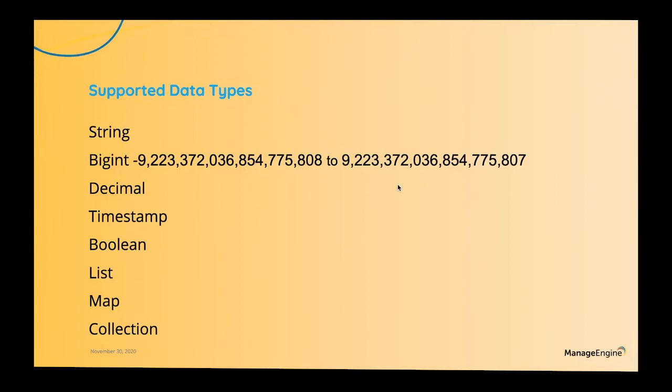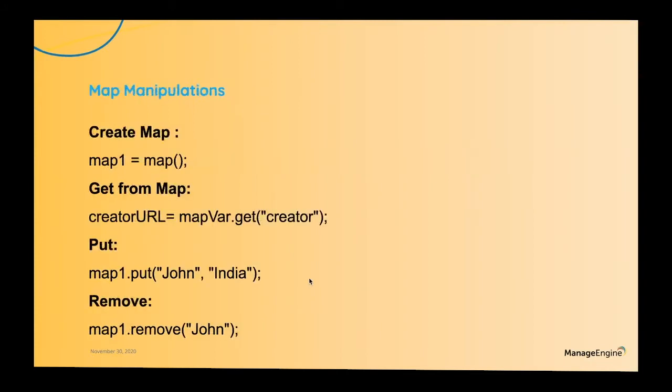And then decimal, yes, 10.66. It's a decimal number. Timestamp, it's date and time. And Boolean, true or false. And the list. These are what we'll be using mostly in Deluge programming. So list: if you want to store a similar type of data in one particular container, that's going to be a list, right? And map: if you want to store different details about one particular item, then we create a map and store it. And collection can be either list or map, right? So these are the supported data types in Deluge.